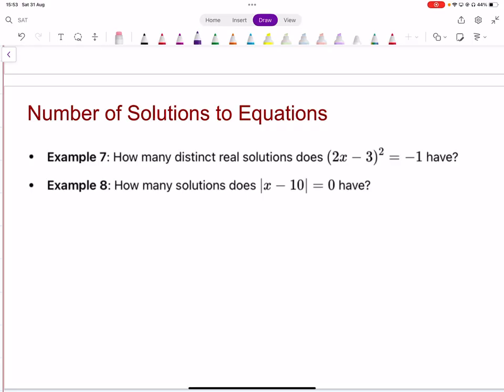If you wanted to solve it on a calculator, what would you do for that? You would have to simplify this first. You would simplify it to 4x squared minus 12x plus 9, and then minus 1 from the other side as well. You can bring that to the left. It becomes 4x squared minus 12x plus 10 equal to 0. Now put this on your calculator and the quadratic solving function, and you should get no solutions.